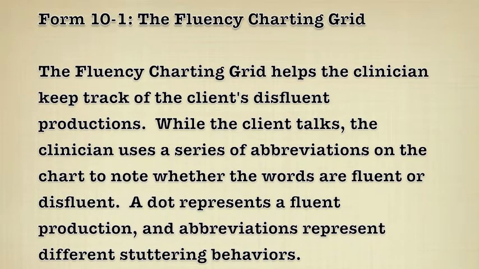Form 10.1, the Fluency Charting Grid. The Fluency Charting Grid helps the clinician keep track of the client's disfluent productions. While the client talks, the clinician uses a series of abbreviations on the chart to note whether the words are fluent or disfluent. A dot represents a fluent production, and abbreviations represent different stuttering behaviors.